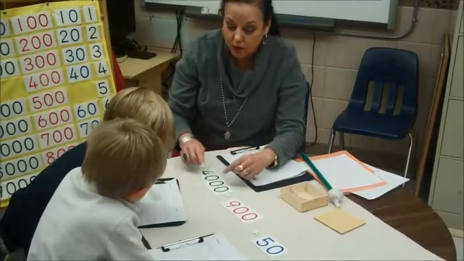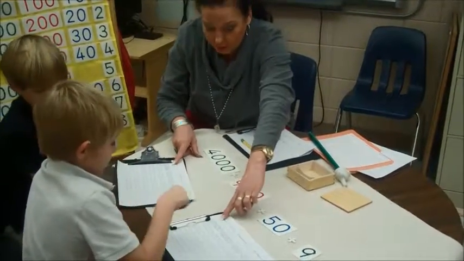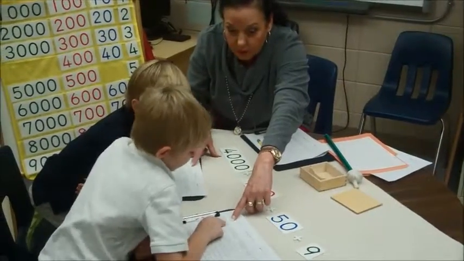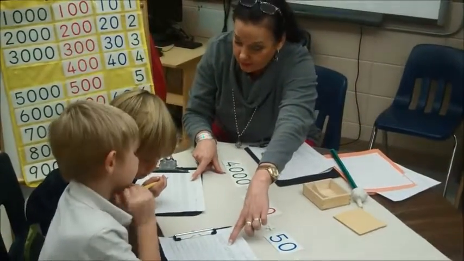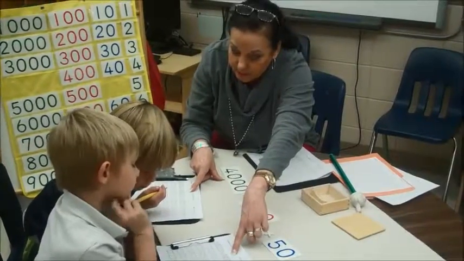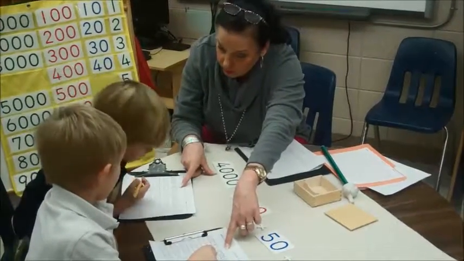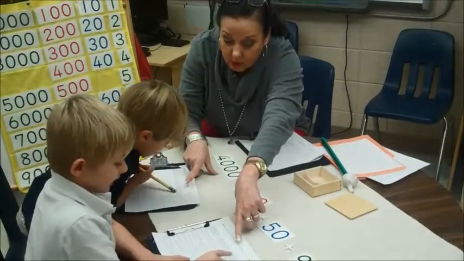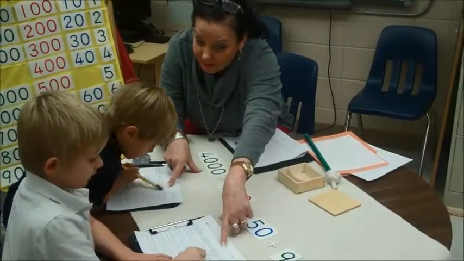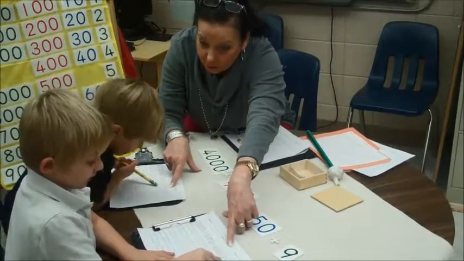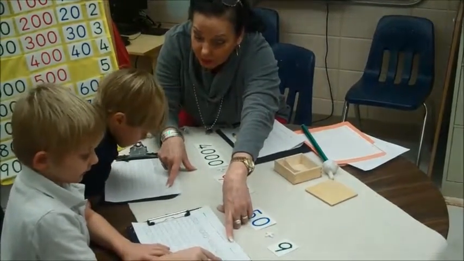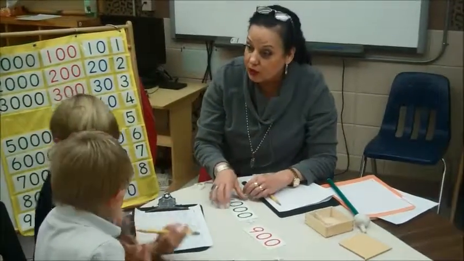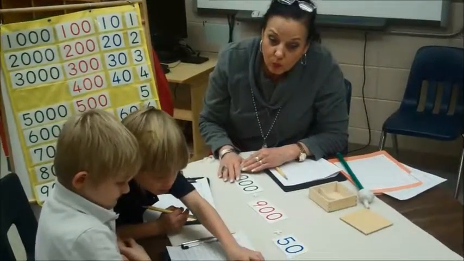So let's read the equation. What's your big number? Let's read our big number. 4,959. And that equals, can you tell me? 4 what? 4,000 plus 900 plus 50 plus 9. Very good.